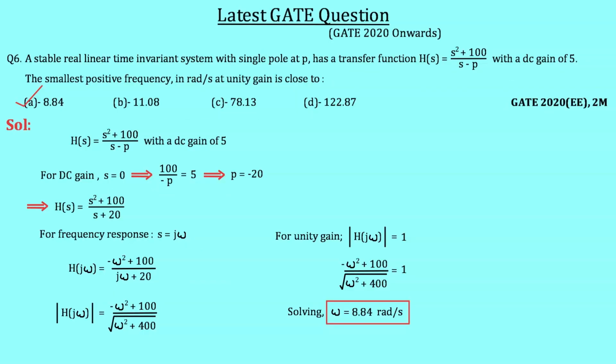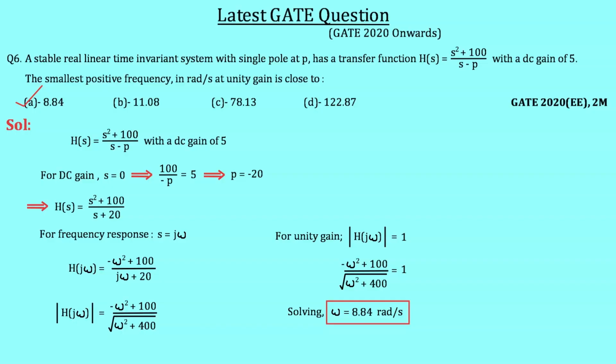We are provided with a transfer function which is having a DC gain of 5. For DC gain, we know the value of s equal to 0. We just saw a question previously where we were having an input signal which is a constant signal 1. There also we have put the value of s equal to 0, and here also it is 0. Coming back to the question, since we have the DC gain, we can easily find the value of p by putting the value of s equal to 0 in the transfer function. After that, we will get p is equal to minus 20.